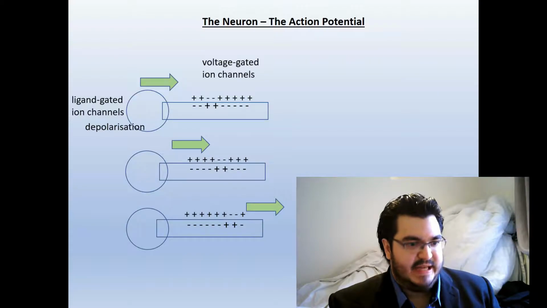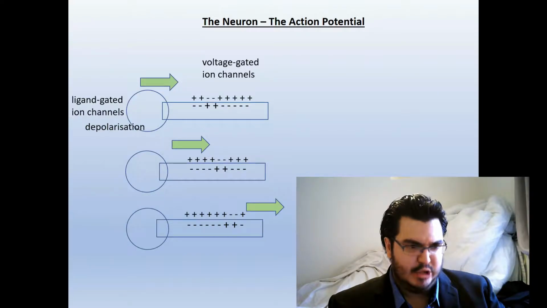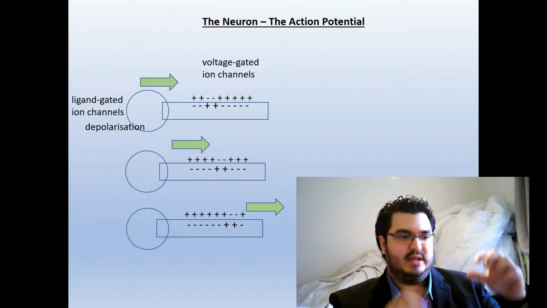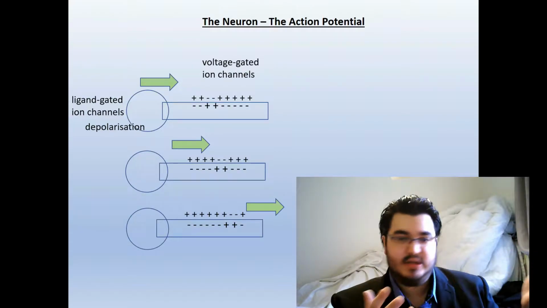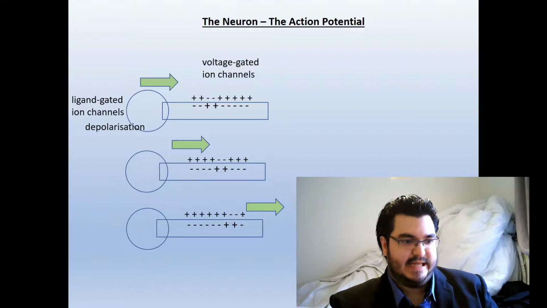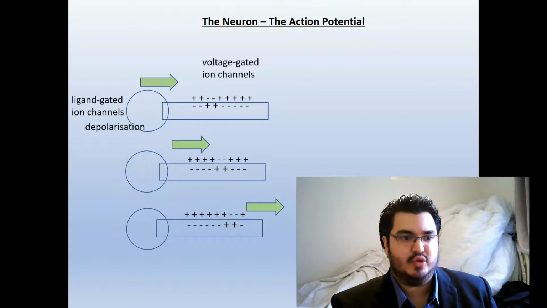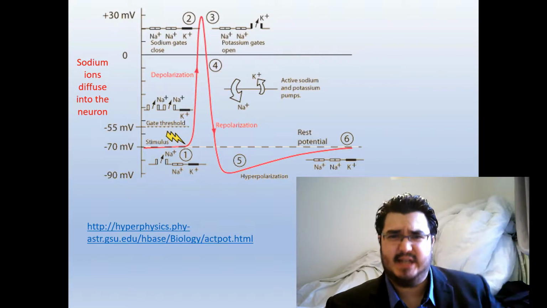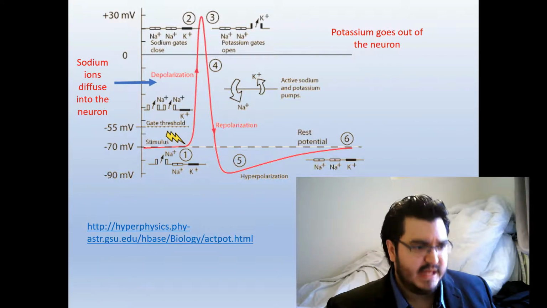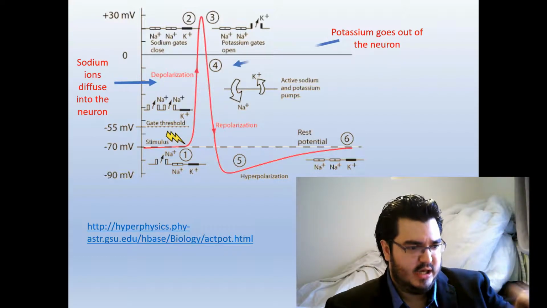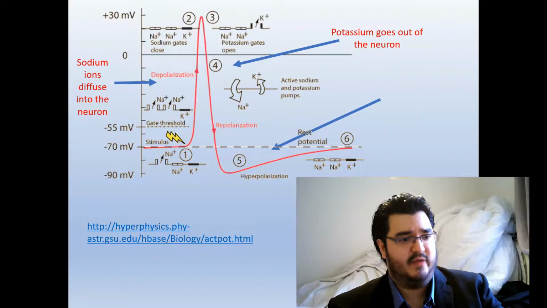So what we have is a ligand, a neurotransmitter, binds to a ligand-gated receptor, and that opens an ion channel. There's depolarization, and that depolarization is carried through. That's the action potential, and that's based on the voltage-gated ion channels. Look at that graph. You have to know that graph for A level.